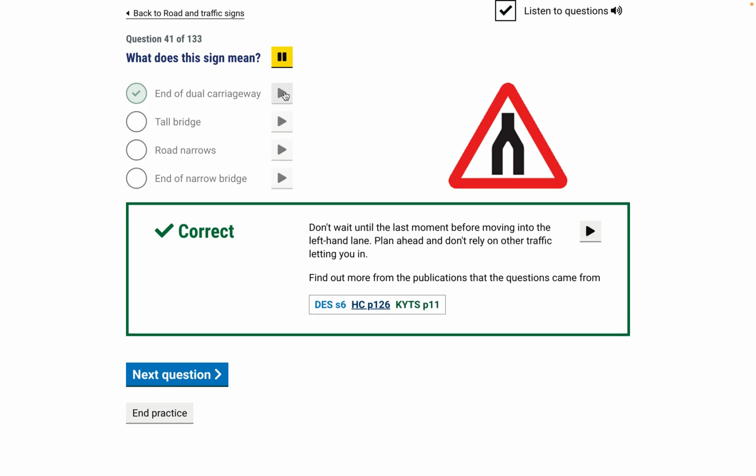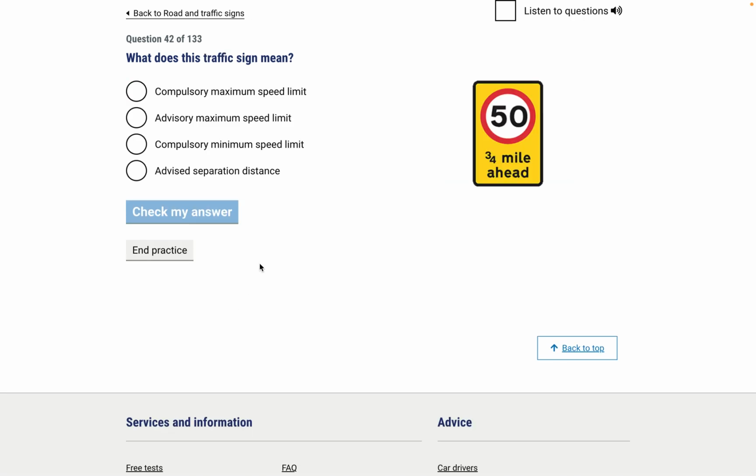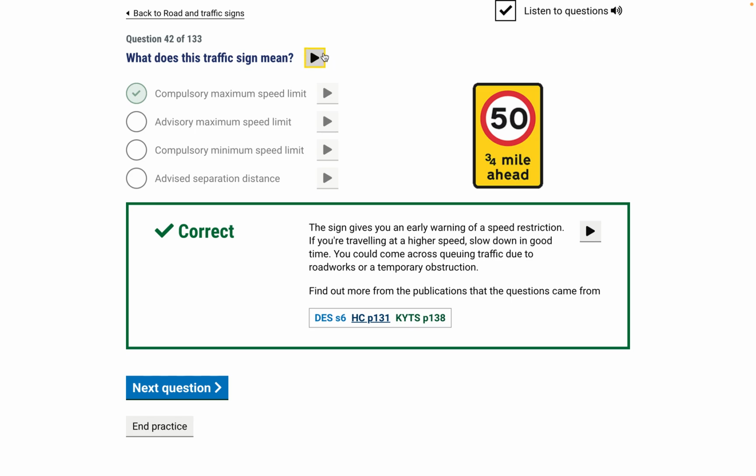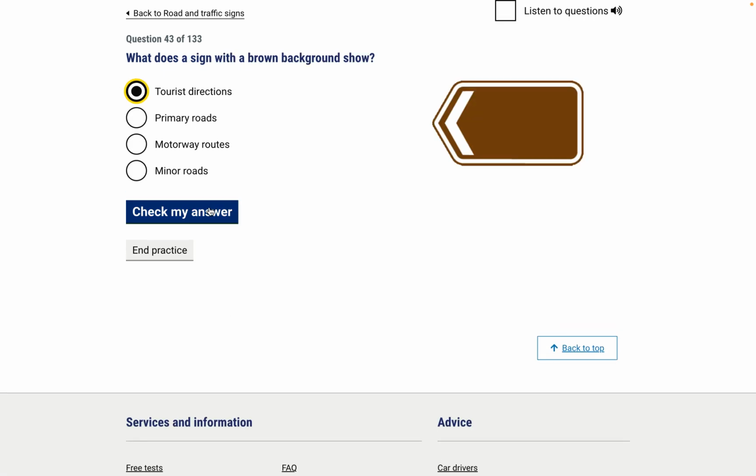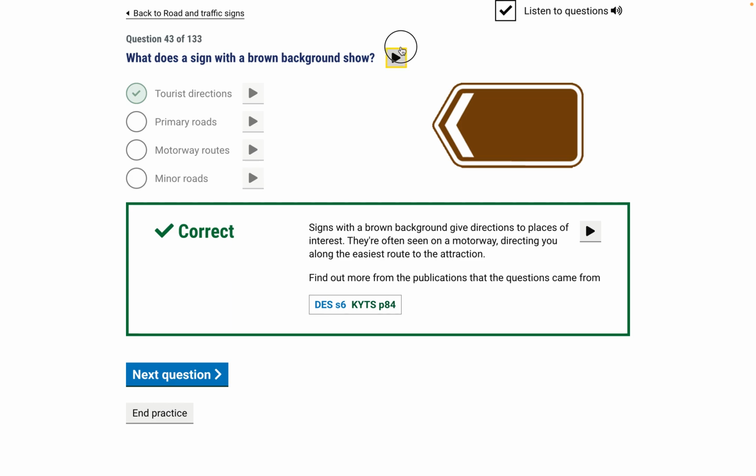What does this sign mean? End of dual carriageway. What does this traffic sign mean? Compulsory maximum speed limit. What does a sign with a brown background show? Tourist directions.